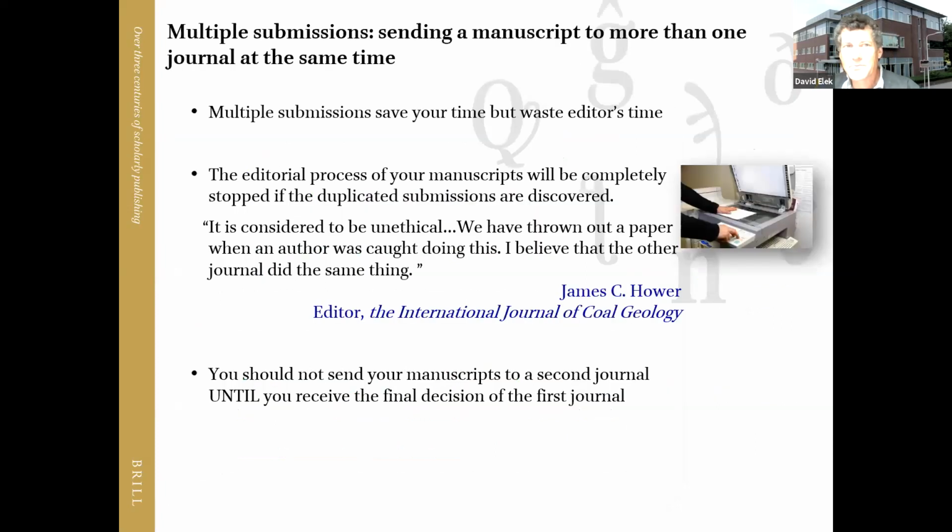A big no-no is multiple submissions, because you're wasting time. You're wasting the editor's time if you submit your article to more than one journal at the same time. If they find out that you've submitted it to another journal, they'll just put a stop on the whole thing because it's really considered unethical. You should not send your manuscript to a second journal until you've received the final decision of the first journal. That's why it's so important to choose the right journal to send it to. Make that choice, work with that in mind, and only when they've rejected it can you send it to a second journal.